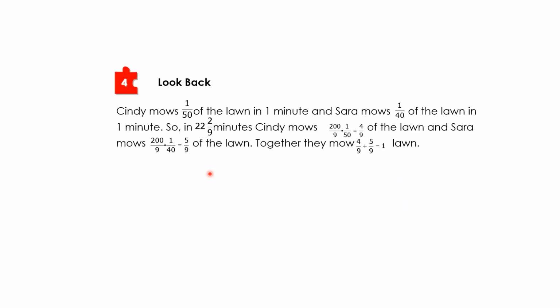Okay, looking back, Cindy mows 1/50 of the lawn in 1 minute and Sarah mows 1/40 of the lawn in 1 minute. So, in 22 and 2/9 minutes, Cindy mows 200/9 times 1/50, equals 4/9 of the lawn. And Sarah mows 200/9 times 1/40, which is equal to 5/9 of the lawn. Together they mow 4/9 plus 5/9 equals 1 lawn. And that's all.